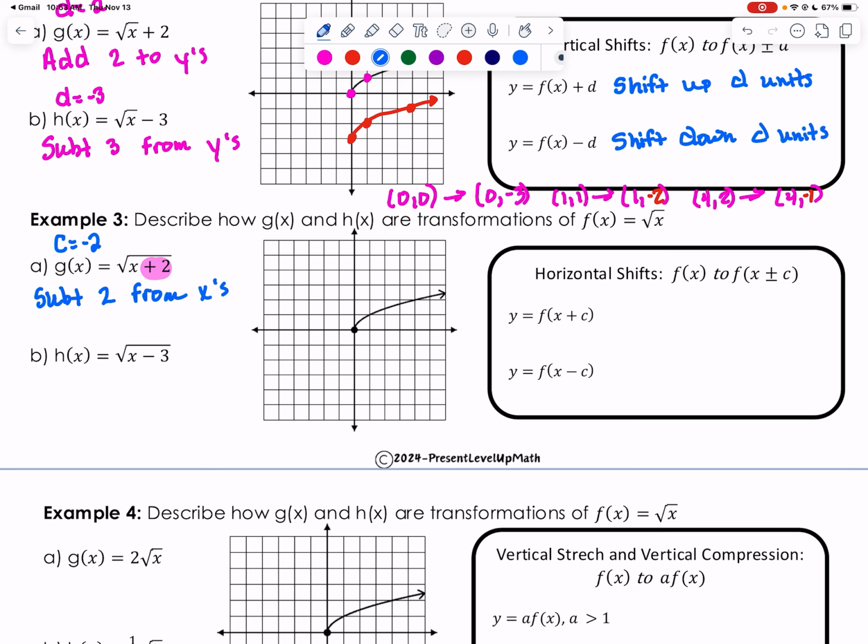the x's. All right, so we have 0, 0. It's going to translate to something. Our second critical point is 1, 1, which will move to another point. And then our third critical point is 4, 2.